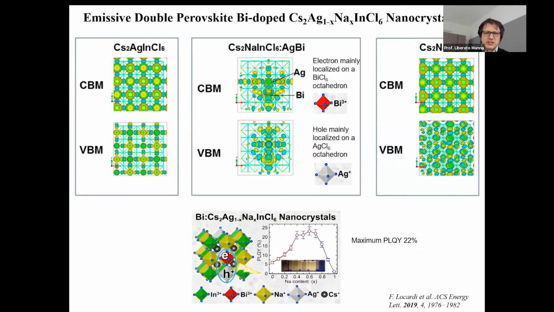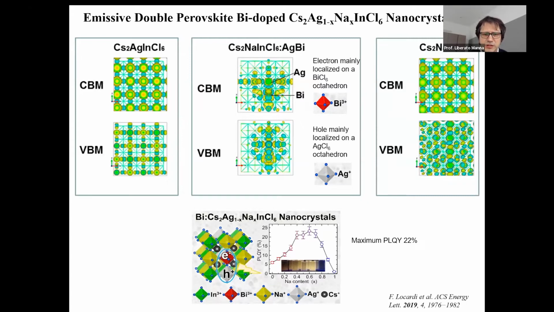Well, the way it works in this material is that in the pure compositions of silver and sodium, for example, the exciton is completely, the carriers are completely delocalized. But when you introduce a little bit of bismuth in a material made of cesium, silver, sodium, indium chloride, then you get electrons localized mainly at the bismuth chloride octahedra, and holes mainly localized at the silver chloride octahedra.